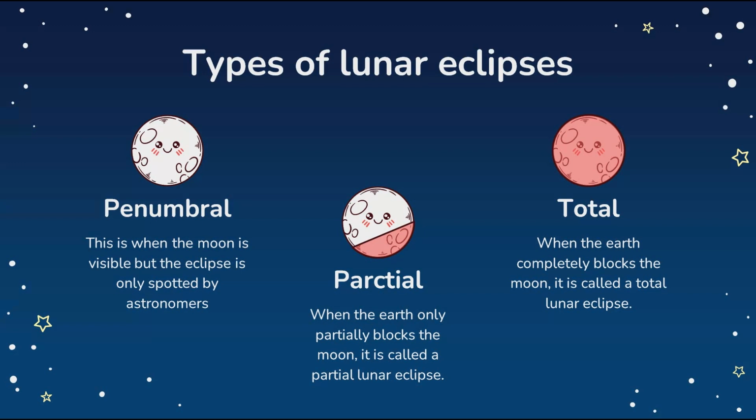Partial. When the earth only partially blocks the moon, it's called a partial lunar eclipse. So when the earth blocks the moon only a tiny bit, not completely, that's called a partial lunar eclipse. Total. When the earth completely blocks the moon, it's called a total lunar eclipse. So as you can see, the moon is totally covered here, and as the name says, total.